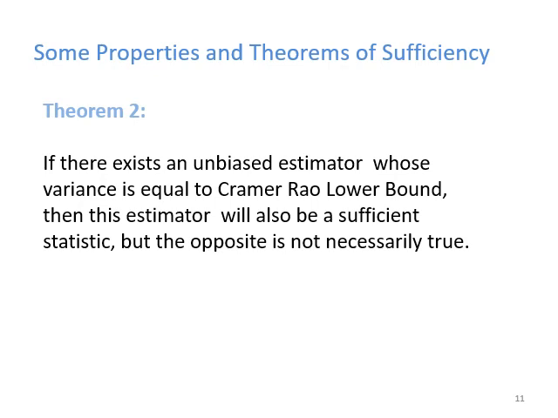Now we are going to move to a second theorem. The theorem says that if there exists an unbiased estimator whose variance is equal to Cramér-Rao lower bound, then this estimator will also be a sufficient statistic. But the opposite is not necessarily true. The opposite means that if we have a sufficient statistic for a certain parameter, this does not mean that its variance will be equal to Cramér-Rao lower bound.